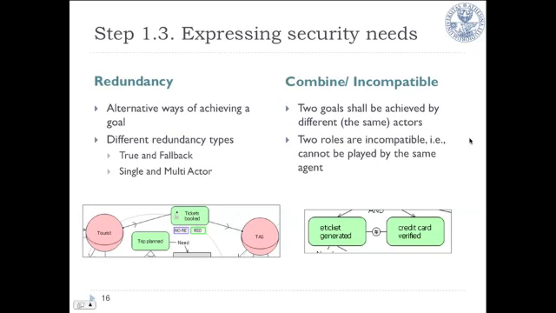And similarly to the expression of these constraints over roles, we express them over goals, as shown in this example here. So for instance, we have a separation of duty constraint, incompatible, which is expressed by this sign, saying that whenever an actor is achieving one of these goals, it must not achieve the other one. So it has to be two different actors achieving these two goals. Whereas the binding of duty, the combination, would be represented through an equals sign, and it would specify that any actor achieving one of the goals has to also achieve the other goal.